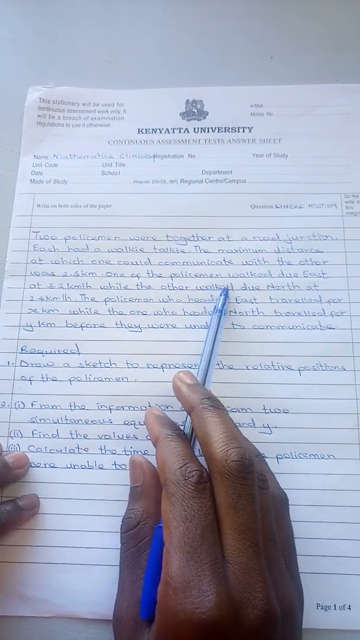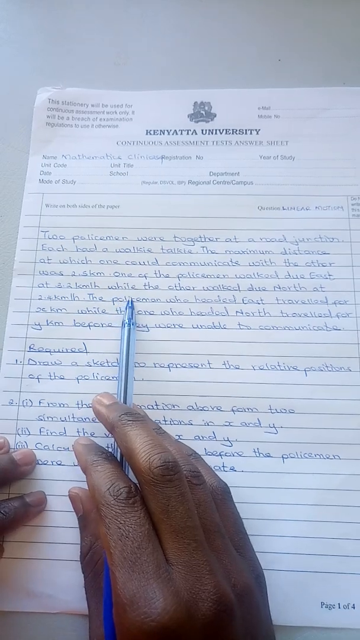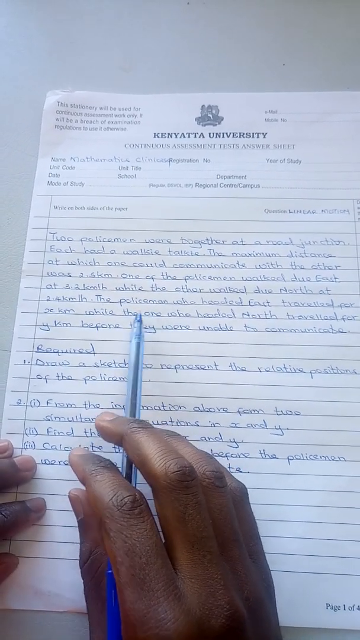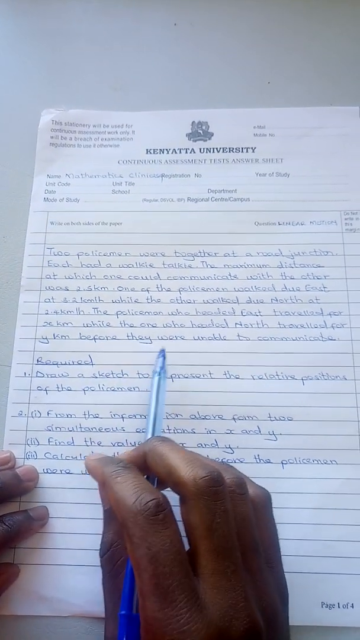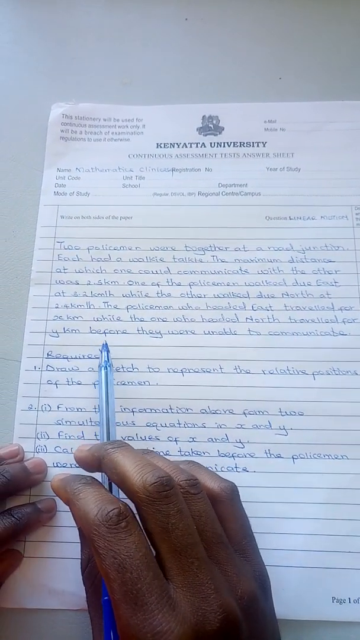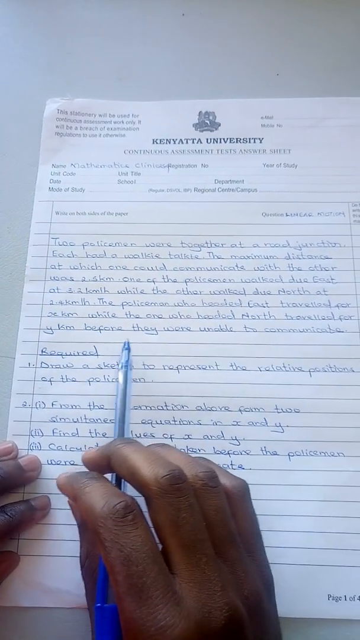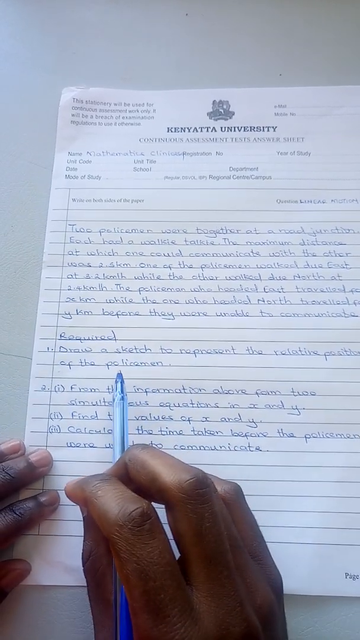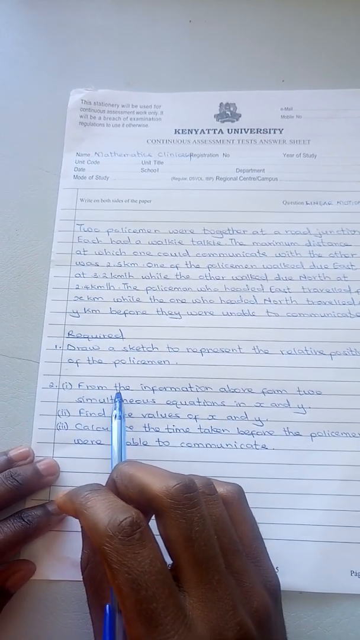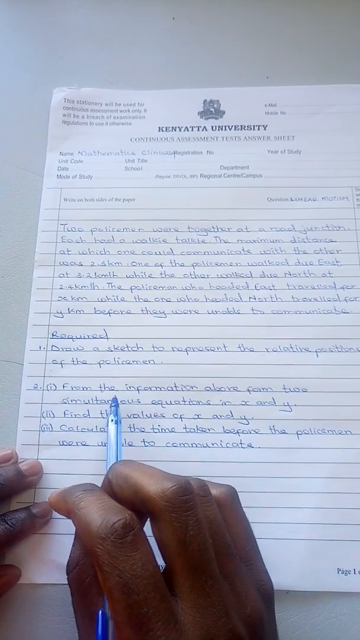One of the policemen walked due east at 3.2 kilometers per hour, while the other walked due north at 2.4 kilometers per hour. The policeman who headed east traveled for X kilometers, while the one who headed north traveled for Y kilometers before they were unable to communicate. We are required to draw a sketch to represent the relative positions of the policemen.